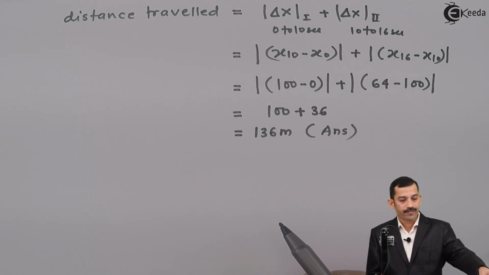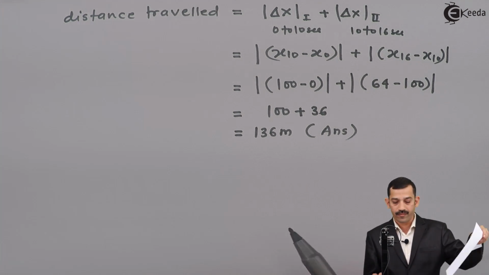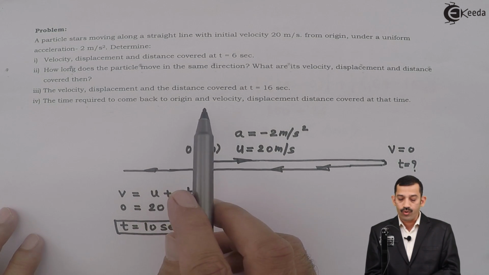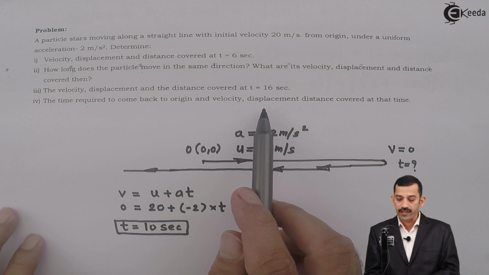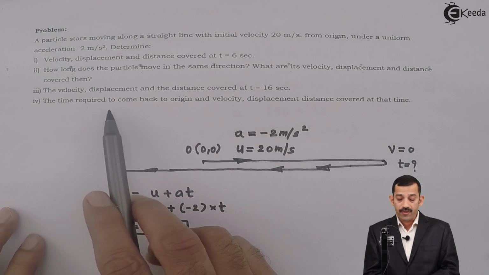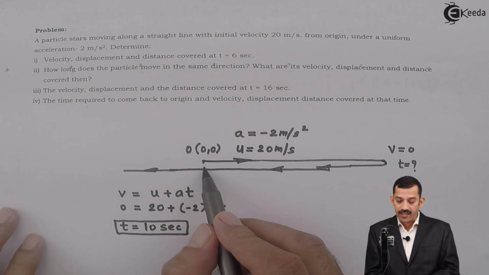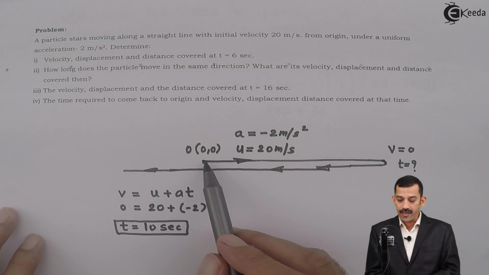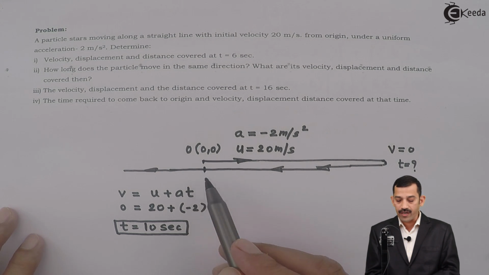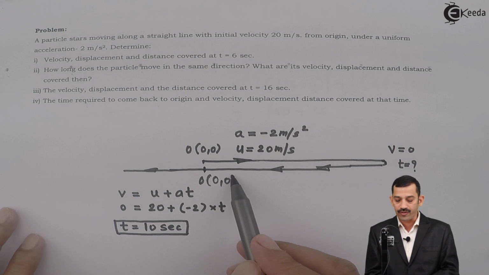Next part of the problem: the time required to come back to the origin, and the velocity, displacement and distance covered at that time. Time required to come back to the origin means at the same location. That means the particle moves from O in the rightward direction. Here you know the time is 10 seconds. Again when it comes here, how to find out? Here the position is the origin, that means 0, 0.